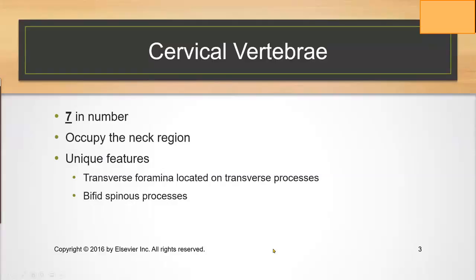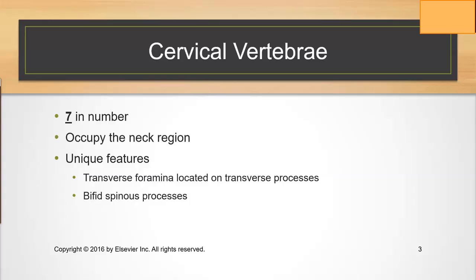To start off with, as we discussed last week, there are 7 cervical vertebrae within the cervical region of the neck, or cervical spine. They occupy the neck region. Superior to that, of course, would be the skull, and inferior to that would be more of the thorax of the body. What's really unique about the cervical vertebrae is that they have transverse foramina.